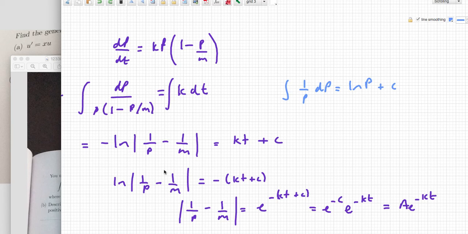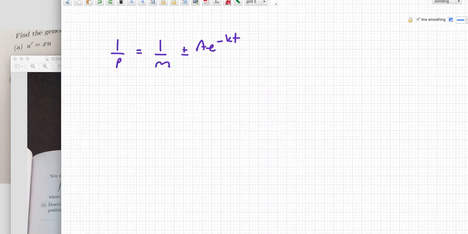Sorry, I forgot to put the modulus signs on that. Okay, so that's what we've got so far: the modulus of 1 over p minus 1 over m equals a e to the minus kt. So going to the next page, that's what we've got.